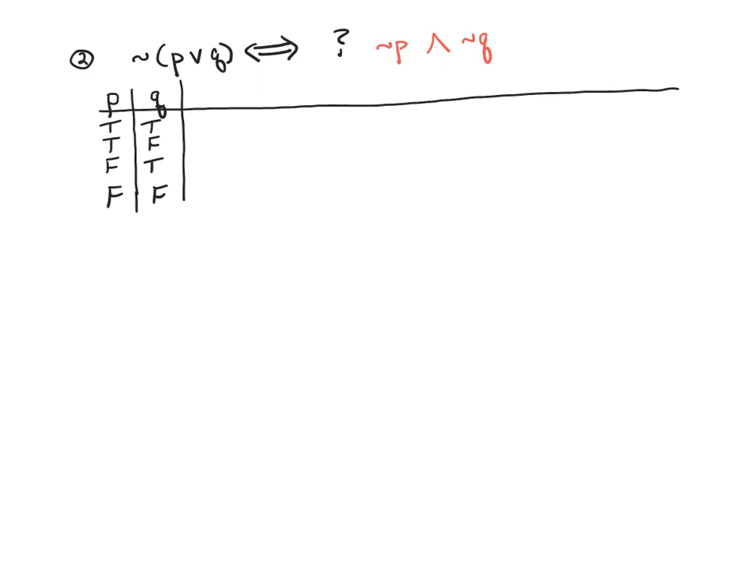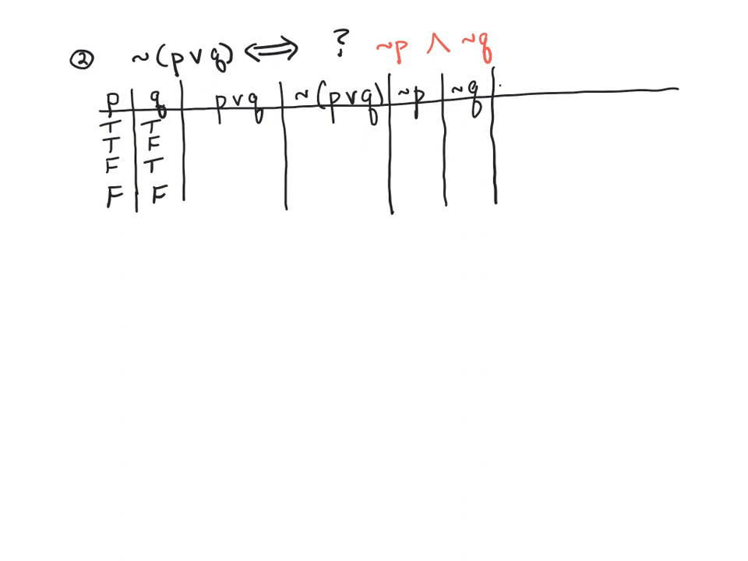Now, we build this up slowly. Let's look at the left side. The left side has a P or a Q, so that would go first. And then we'll negate that column. Right? So we always start with the parentheses and build out. Then we look on the right side. We'll need a not P, a not Q, and then put it all together.